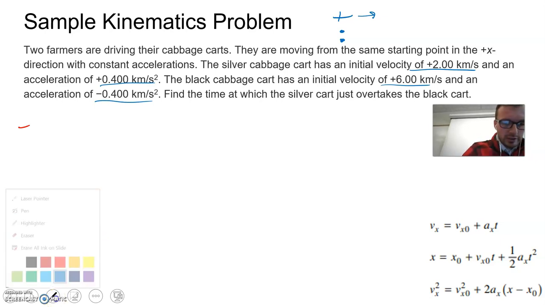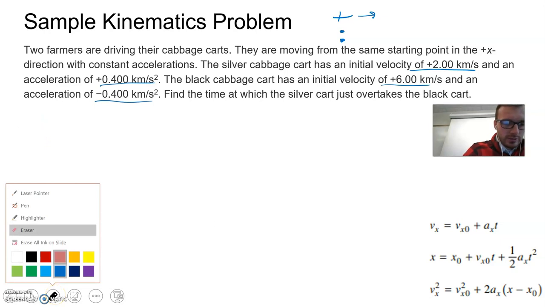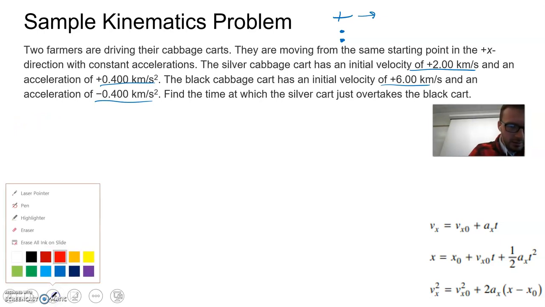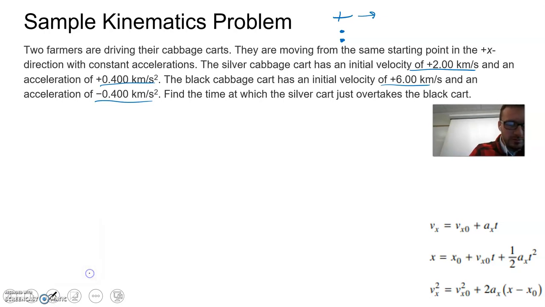Now, this one is all about strategy. This one is all about setting it up in a way that is going to allow us to keep track of everything well. And so I'm going to color code this. I'm going to say, well, silver, I guess I should use gray, is that an option? Because if it is, that would be dope. Of course it's not. Well, we're going to make gray purple. Yeah, why not? So we're going to turn this into a purple cabbage cart.